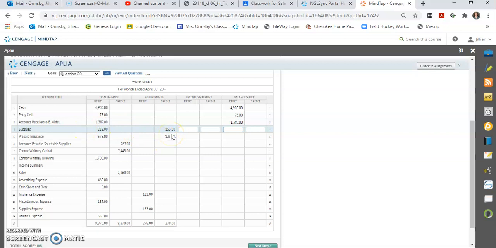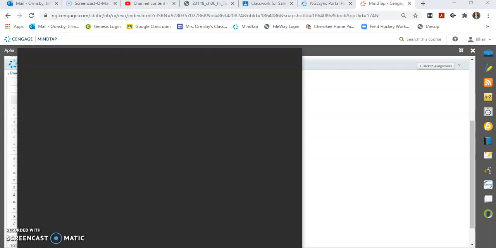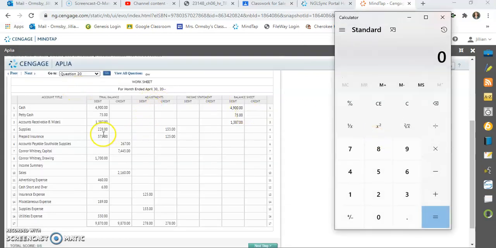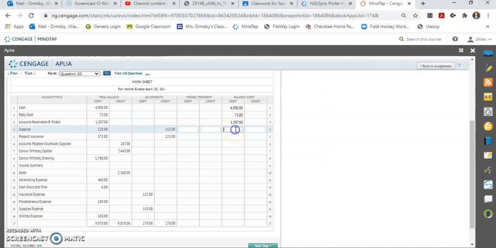Now we get to supplies. Now supplies has an adjustment. So anytime there is an adjustment, we have to update the account balance. So I'm going to take out my calculator. Here's my calculator. And what I'm going to do is take my supplies balance. It's 228, and I am going to subtract 153. That's going to give me 75. So that's my updated supplies balance. Okay. And again, we're subtracting because debit and a credit means you subtract, and the balance would stay in the normal balance column, which is debit.